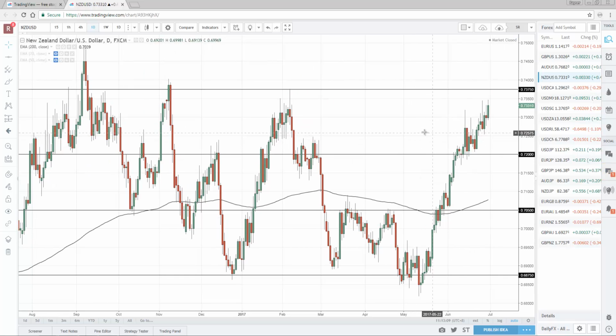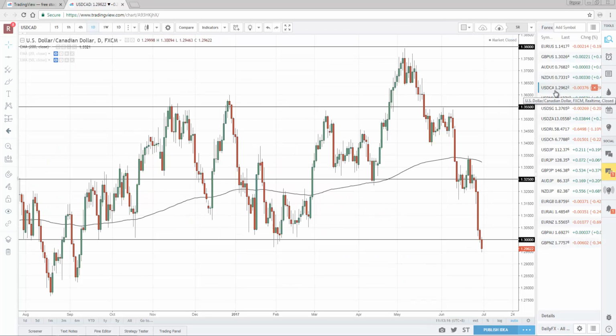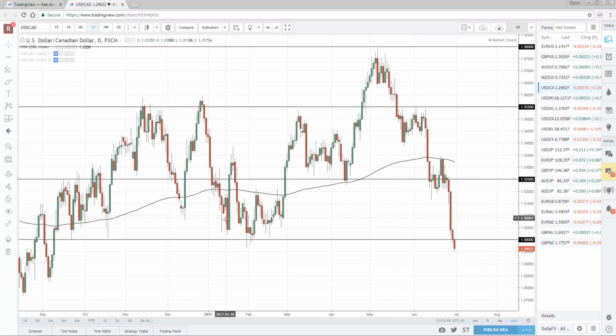New Zealand dollar, a similar story, approaching the daily resistance, price above the 200 period moving average as well. Dollar Canadian is a nice one because we have a breakdown of the 130 level. Now price is below the 200 period moving average.